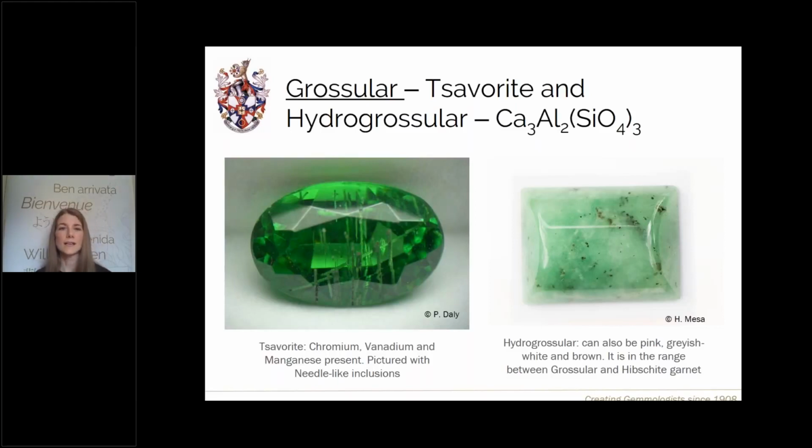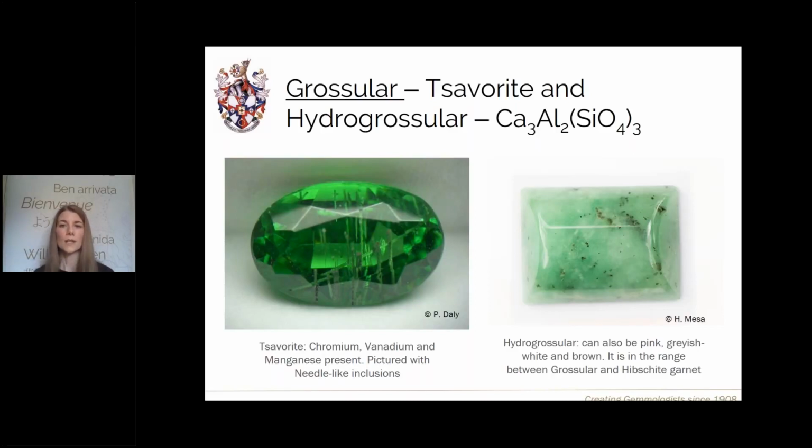Hydrogrossular garnet is actually a combination or within the range between grossular garnet and another type of garnet that's in a different series called hibschite garnet. And it is sometimes sold as hydrogarnet as well. It can come in different colors. So this is one of the colors, this green color, often translucent to opaque. And it can also be pink or grayish white or brown.